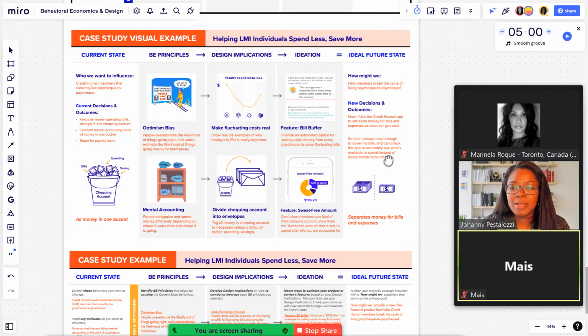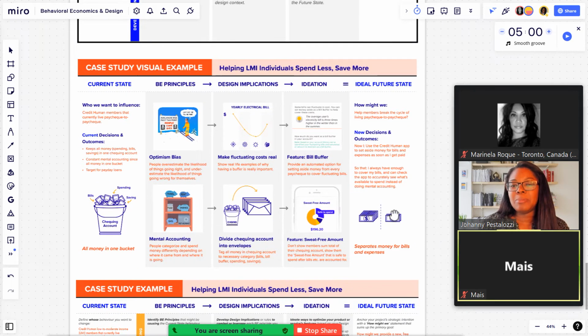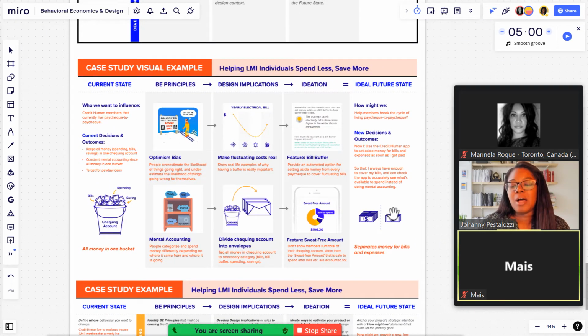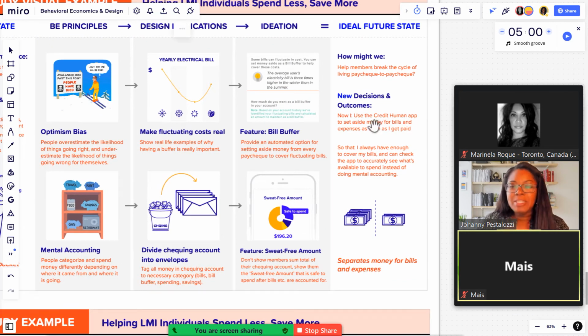Yeah, so I can actually provide an example from here. This was a use case that was intended to help low-income people spend less and save more money. So in this case, they said, now I use the Credit Human app to set aside money for bills and expenses as soon as I get paid, so that I always have enough to cover my bills and can check the app to accurately see what's available to spend instead of doing mental accounting. So the idea is to help the user say what they can do now so that they can accomplish an outcome.